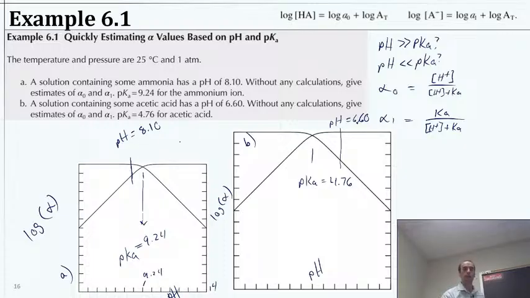If you take a look here, remember we can also label here, this should be alpha 0 and this should be alpha 1, for every one of these graphs. Does that look like it's a correct answer for this case?